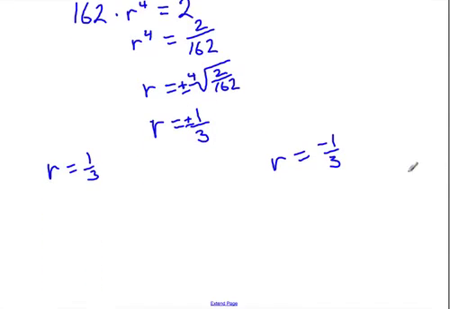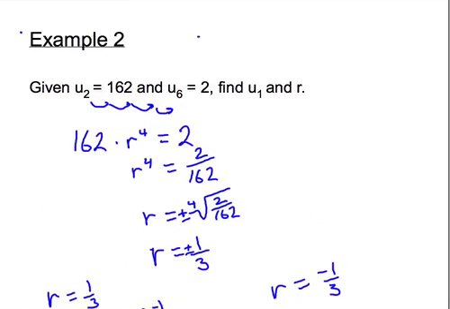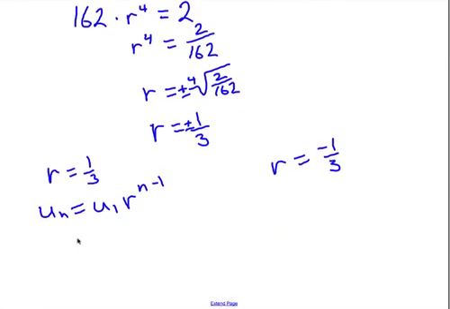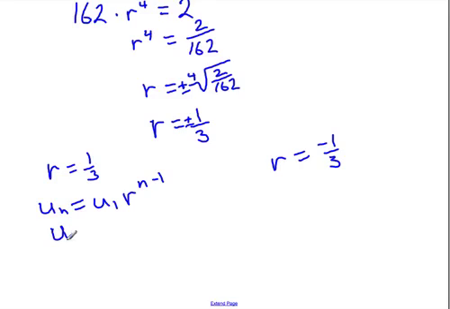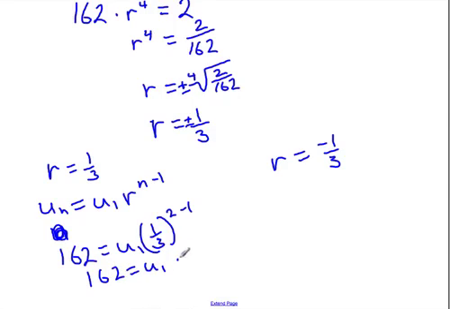So let's take a look at the first example. Let's look at the general equation for a geometric sequence: u sub n equals u sub 1 times r to the power of n minus 1. And we know that u sub 2 is 162. So I'm going to put in u sub 2: 162 equals u sub 1 times the r value, 1/3, to the power of 2 minus 1. So 162 equals u sub 1 times 1/3.